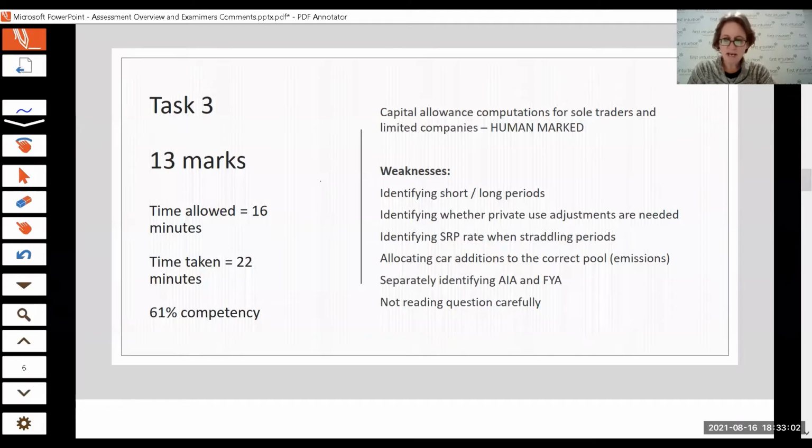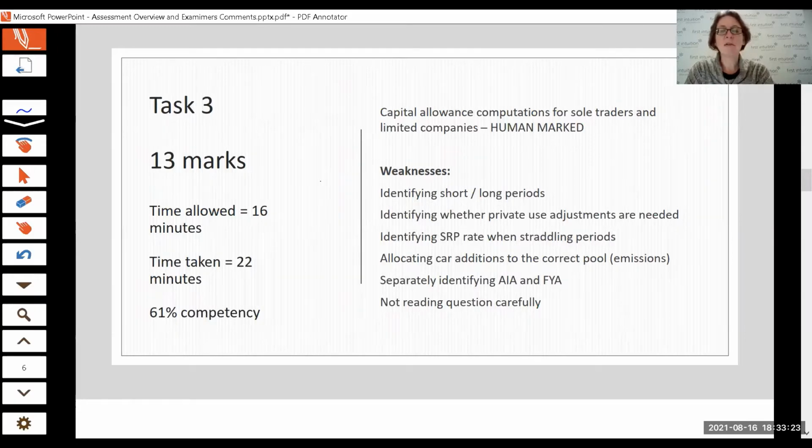So task 3 is a human marked question, and it's going to cover capital allowances, but until we get to the assessment, we don't know whether our capital allowance question might be for a company or for a sole trader. And there are some subtle differences between the two, so it's very important that you are aware of those.